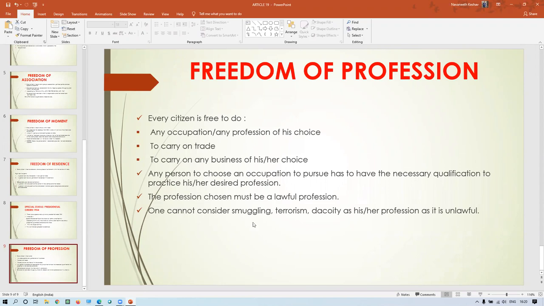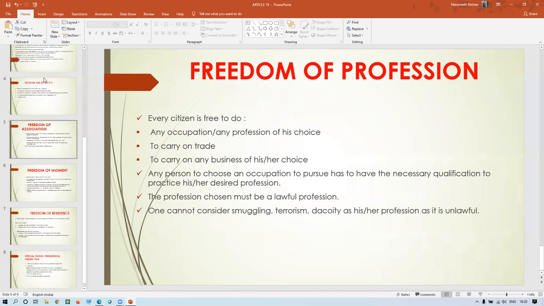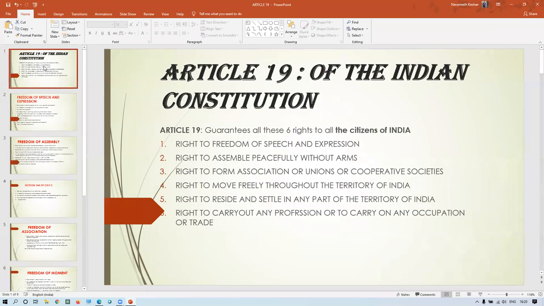And I guess we are done with all the six freedoms discussed under Article 19. So if we read back, Article 19 guarantees all these six rights to all the citizens of India, which means these freedoms can be enjoyed only by the citizens of India. Right to freedom of speech and expression, right to assemble peacefully without arms, arms as in arms and ammunition, guns and anything which threatens the society. Right to form associations or unions or cooperative societies, it should only be lawful. You cannot form a terrorism association and say that you like to be one of it. No, that is not possible.